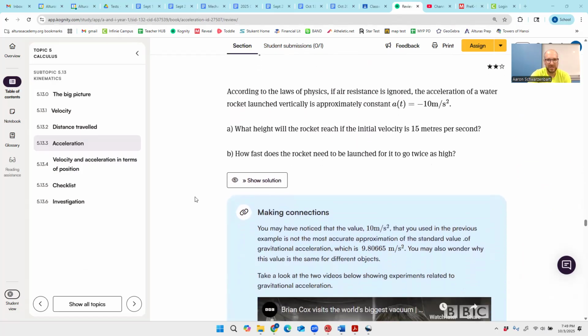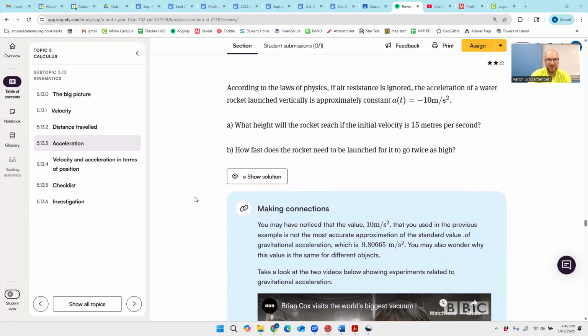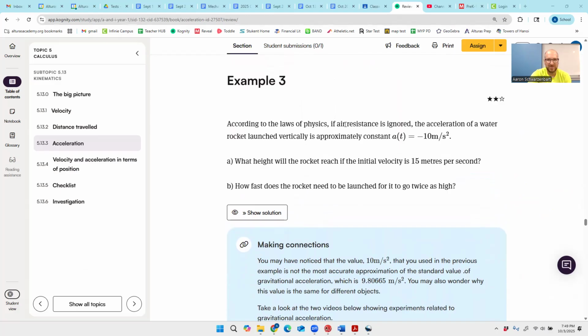Okay, example 3, last example. According to the laws of physics, air resistance ignored, the acceleration of a water-launched rocket vertically is approximately constant to that. What height will the rocket reach if the initial velocity is 15 meters per second?